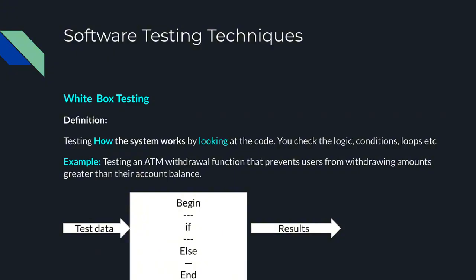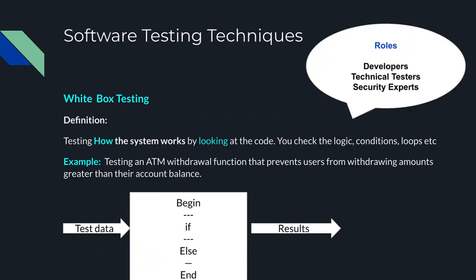So in order for you to perform this test, you need to go line by line because you can see the code, you have access to the code, you understand it better. So you provide test data and you start checking each line of the code and compare the result with the expected result. So who are those that can perform this type of testing technique?